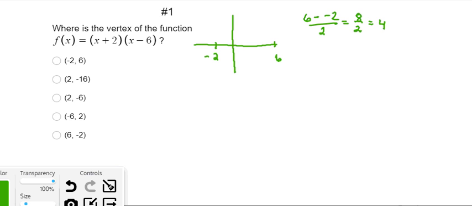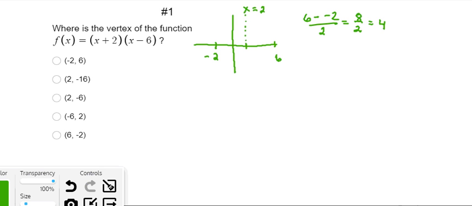So I know now that this is not the axis of symmetry. That's just the midway between these two. We have a difference of 8, so we need to be 4 units away from each one of these points. 4 units away from -2 is 2. 4 units away from 6 is 2. So now I know my axis of symmetry is x equals 2. That is the x coordinate of my vertex.